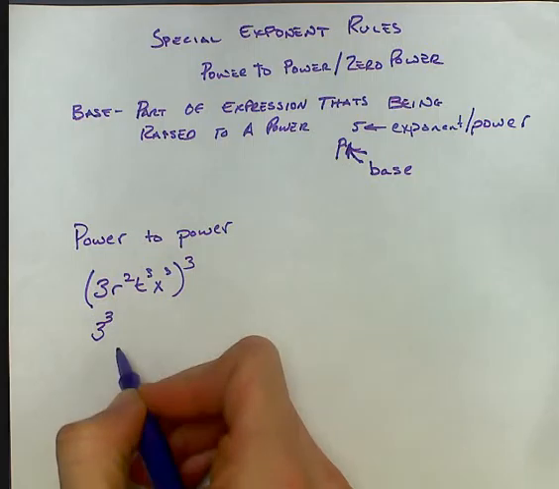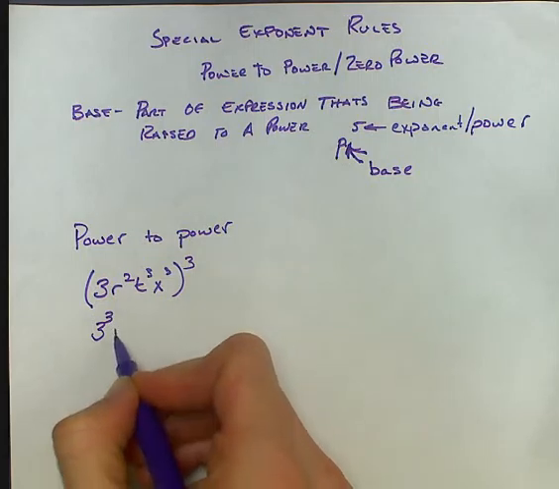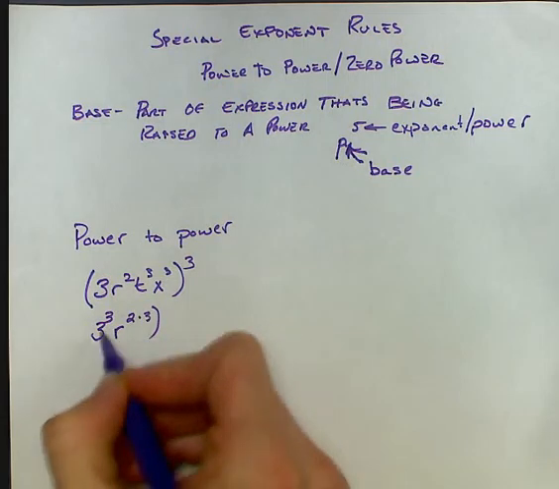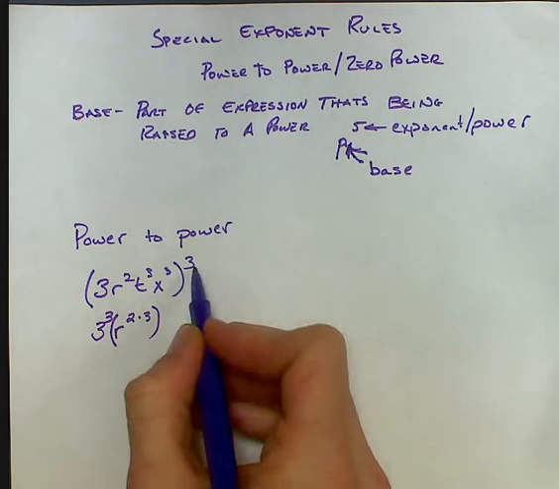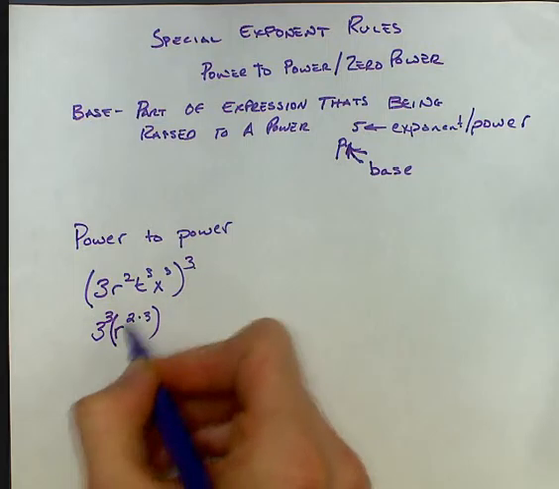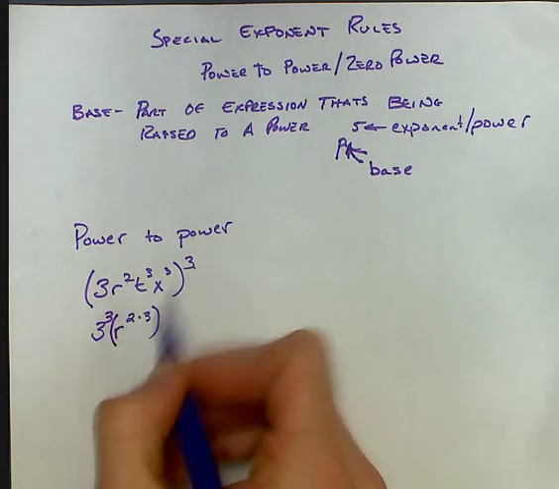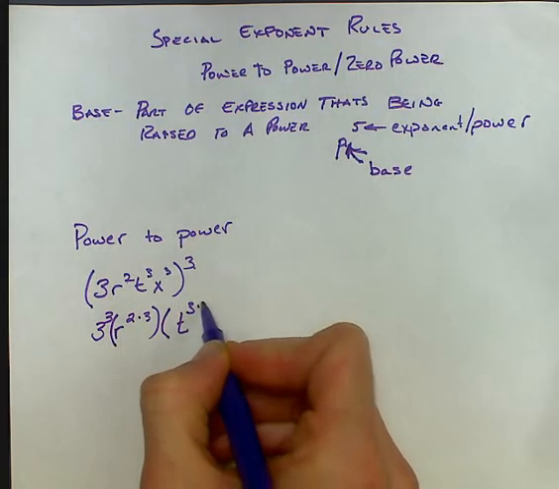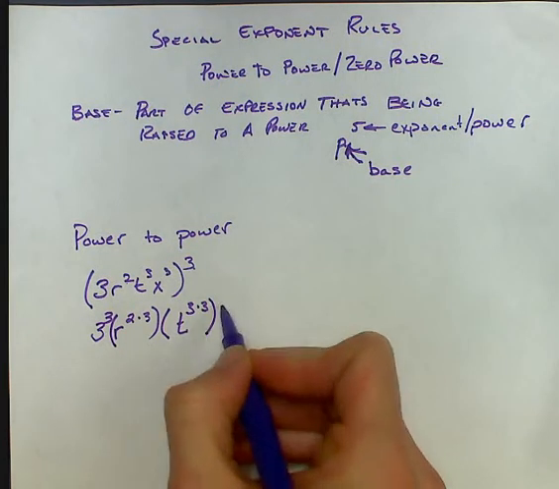But I would also take my variables, and I'm going to take the powers that are currently there and multiply them by the powers that we need to raise them to. So I would take r squared and multiply it by 3, and I would take t to the third and multiply that 3 by 3, and do the same thing with the x.